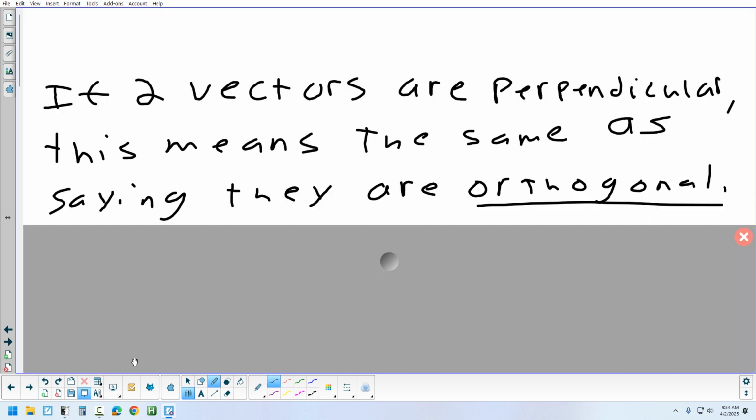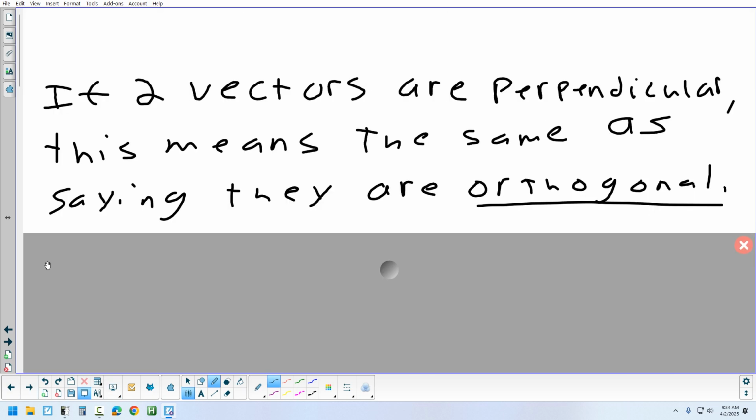All right, so 2 special cases you can have for vectors are what we call orthogonal, which means they are perpendicular. Just when they talk about vectors, that's the word they use. So if they are orthogonal, which means perpendicular, it means the angle between them would be what? Yep. 90 degrees.